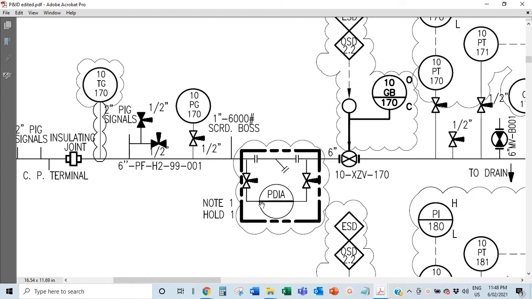And that's why you have the PDIA, pressure differential. That means this instrumentation here is measuring the pressure here and measuring the pressure here and trying to know the difference. So if the difference is very high, let's say you are having 5 bar here and then you are having 2 bar here, that means this flow is blocked.